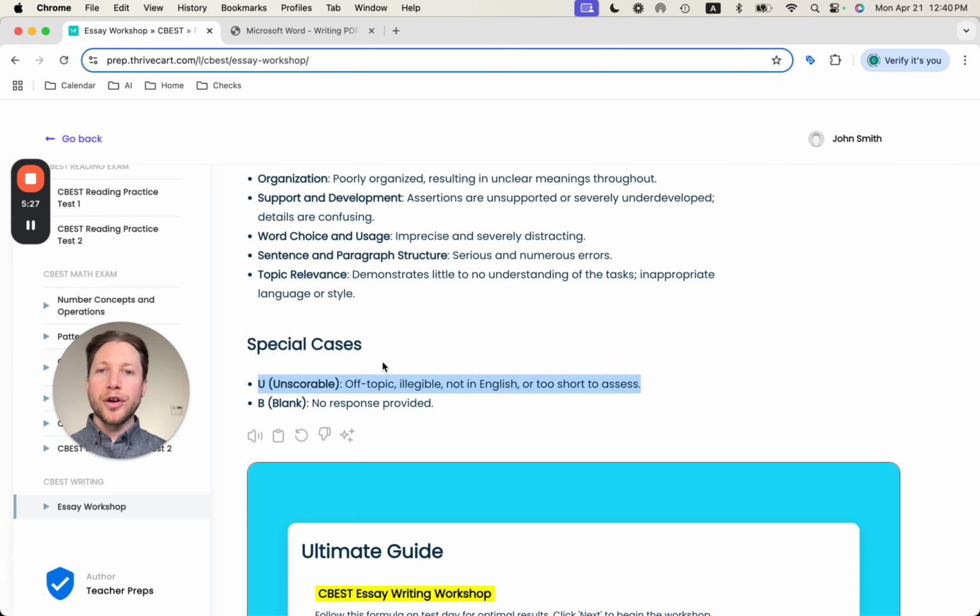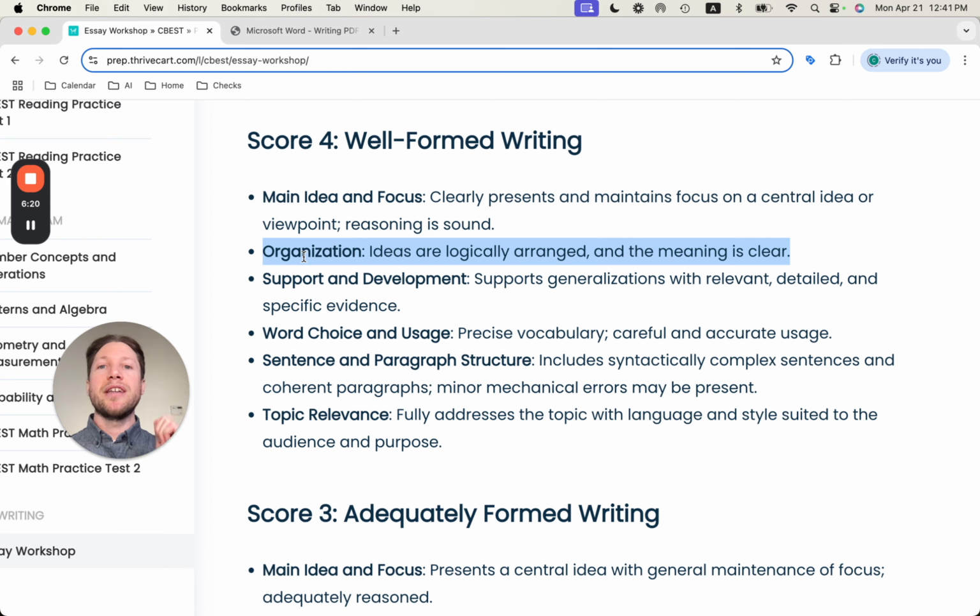Now, secondly, we have organization as another point that the test administrators are scoring you upon, and this means, again, that your ideas are logically arranged using the standard conventions of English. You know the difference between where to put a comma, a period, and an exclamation mark versus a question mark. Also, if it's appropriate to have a beginning, middle, and end, you will put actual return spaces so that you will have paragraphs instead of just one long big chunk of a text passage.